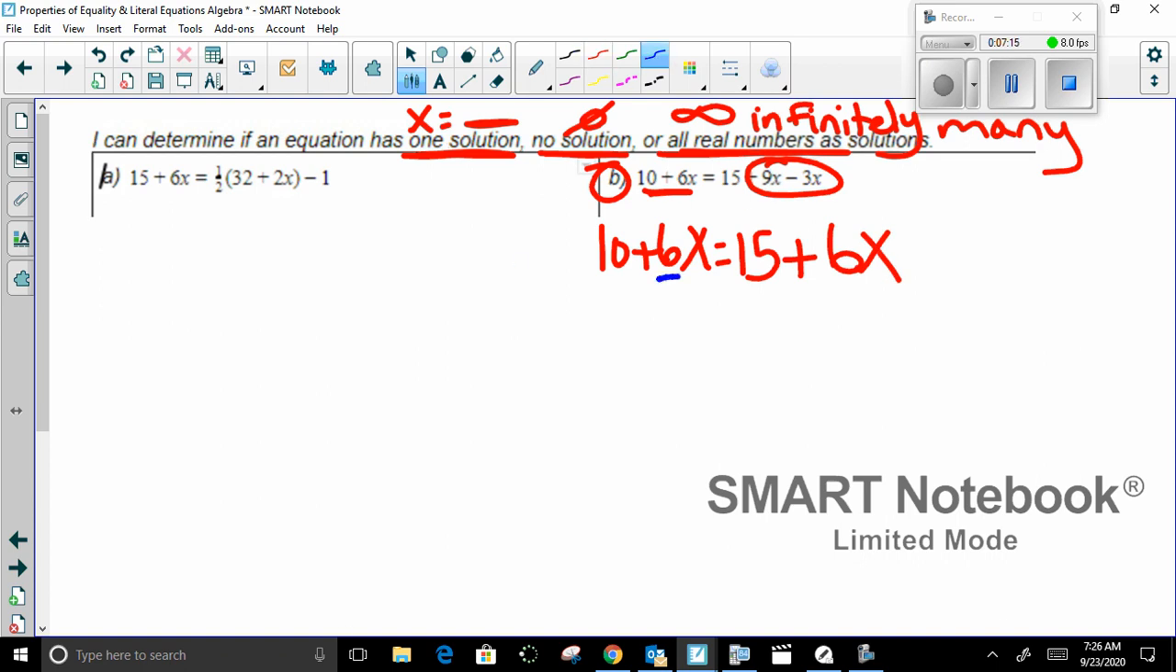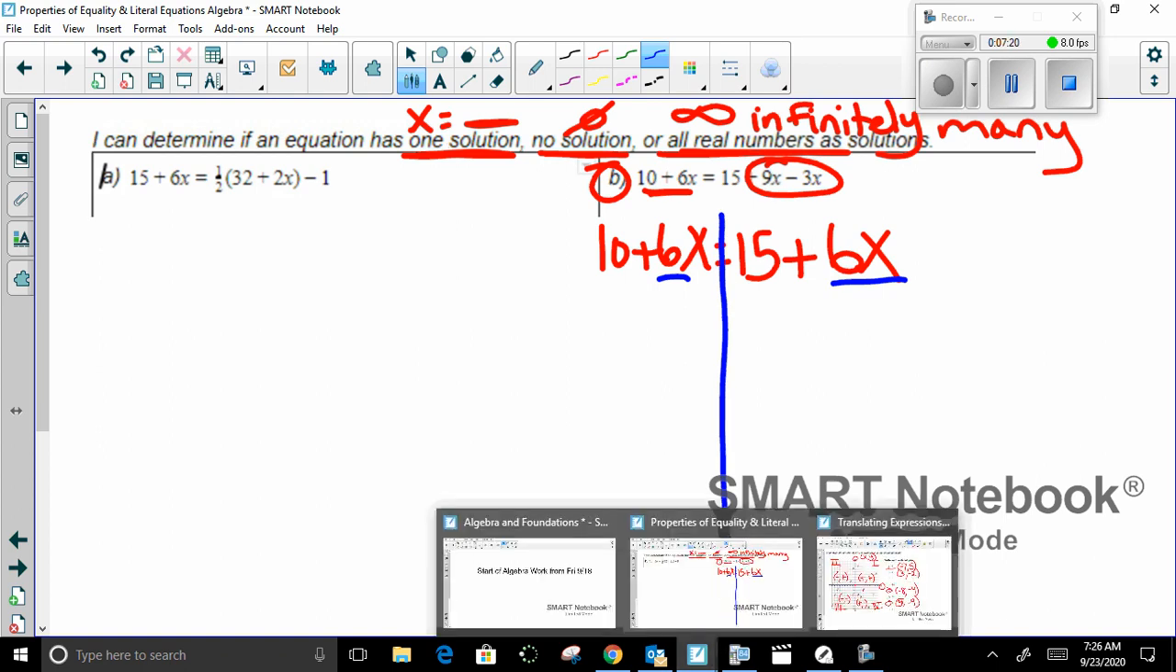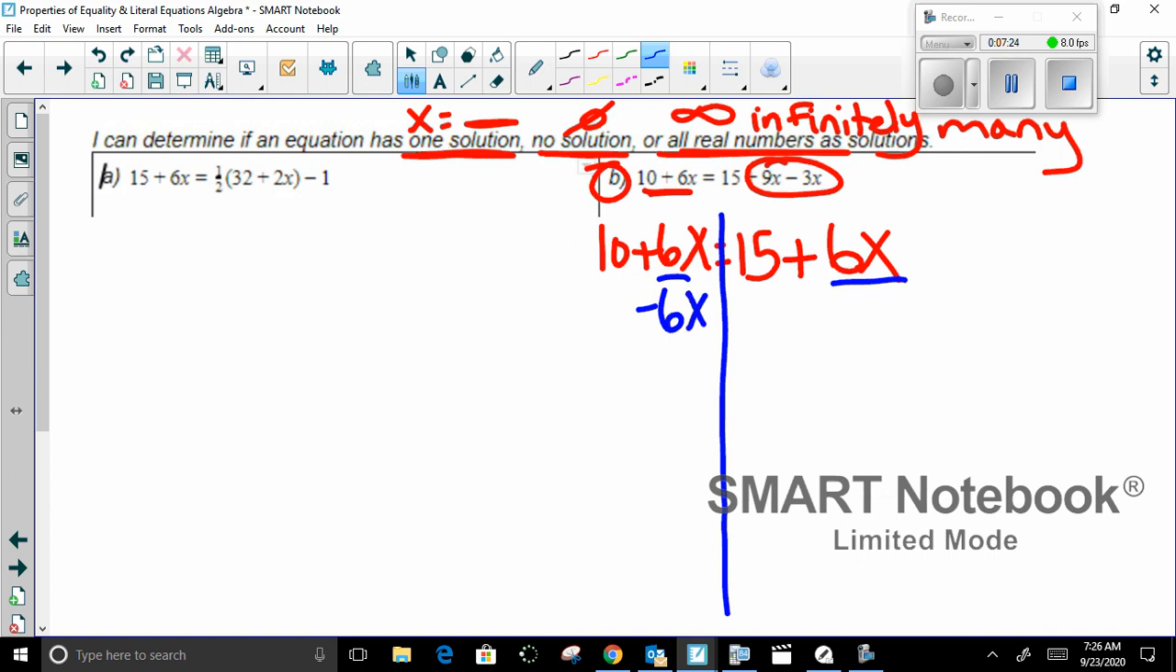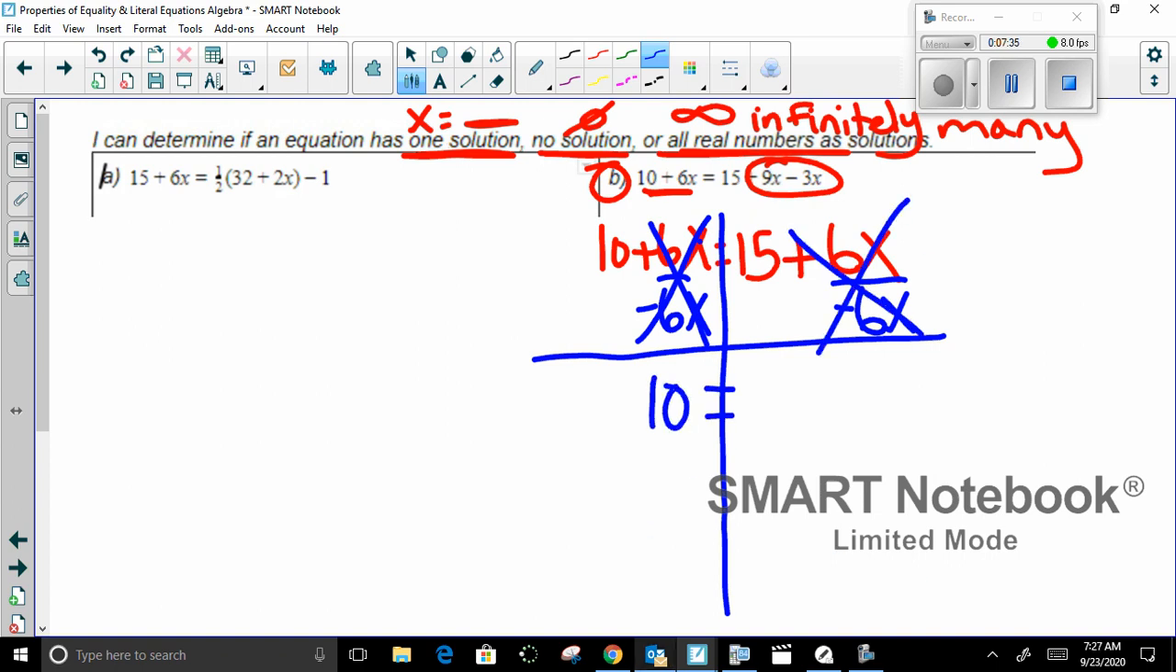I have this one and this one. Rule of thumb is to bring the smaller to the larger. Which one's smaller? Well, they're the same, but if I decide to bring one to the other, they're both positive, so to bring it to the other side, I'd minus it. Anything minus itself is 0. The whole thing disappears. So on the left, I'm left with 10. Anything minus itself is 0. That whole thing disappears. So on the right, I'm left with 15.